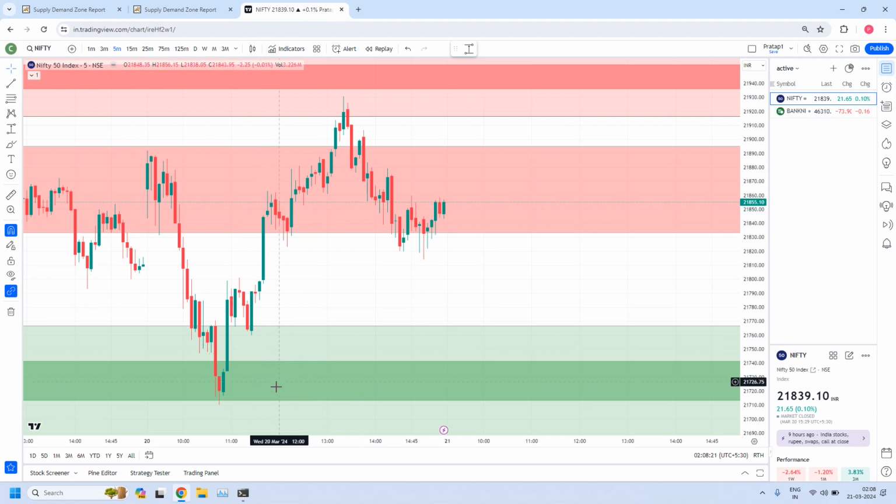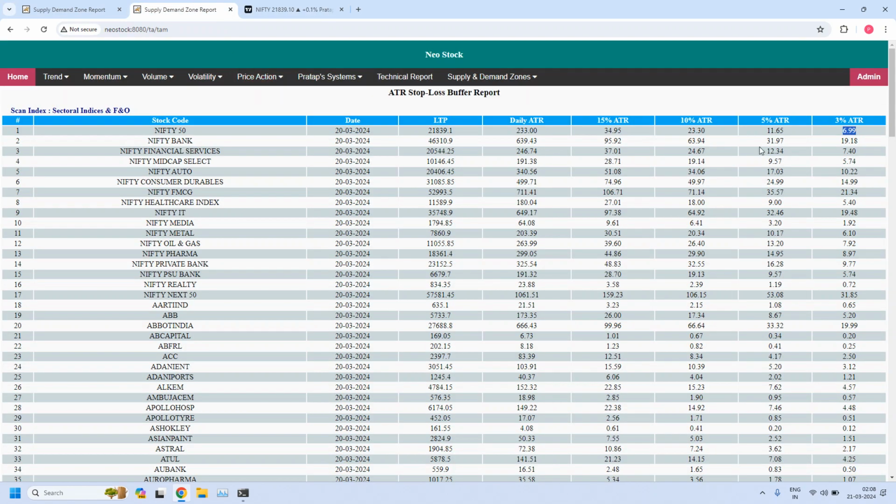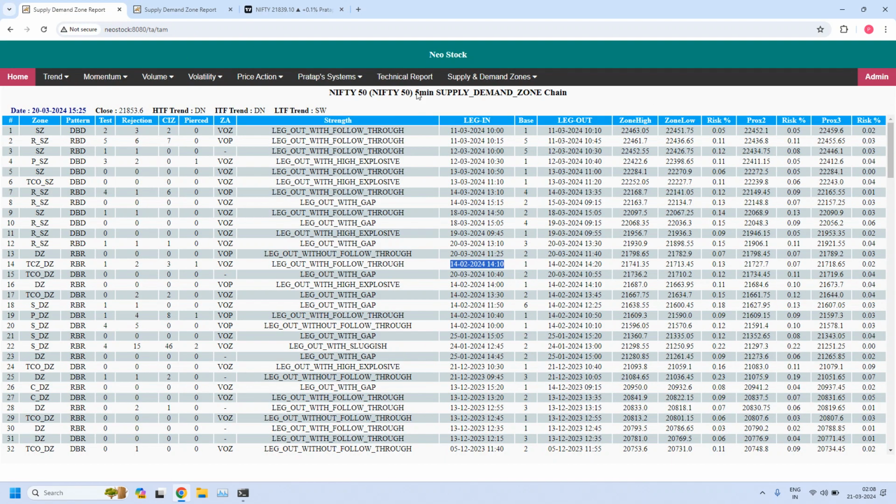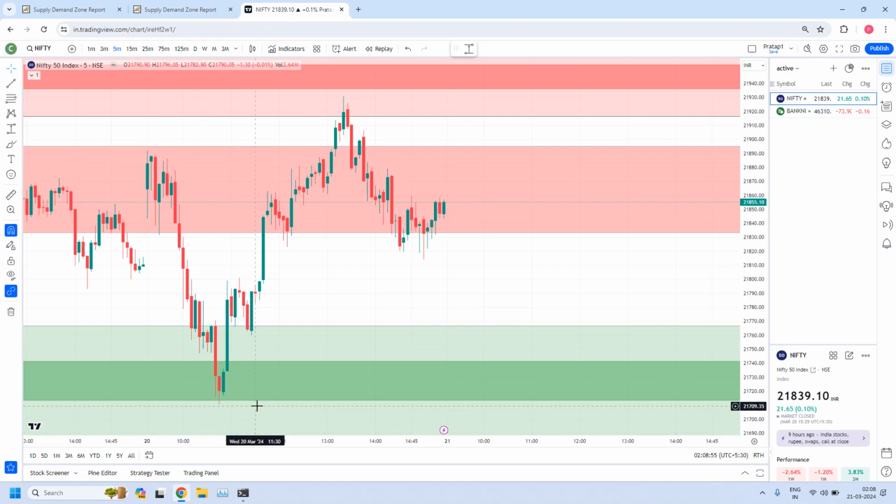See here. What is the distal line value here? Approximately 21,713. And what is the low of this candle? 21,730.70. So how much is this? This is 7 points. So definitely it is within your stop buffer area.